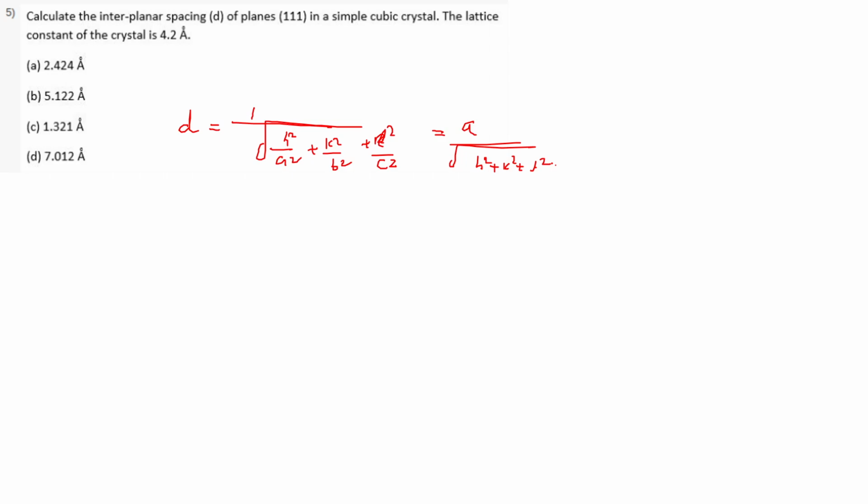What is the answer you are getting? Your option will be A. Option A, ma'am. Yes, the answer will be A. Now we will go to another problem. In a tetragonal lattice, a, b, c values are given, and the last is the spacing between the 111 planes. Here also the same, you have to calculate d. Please do it.